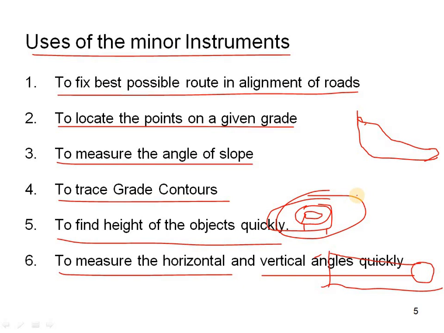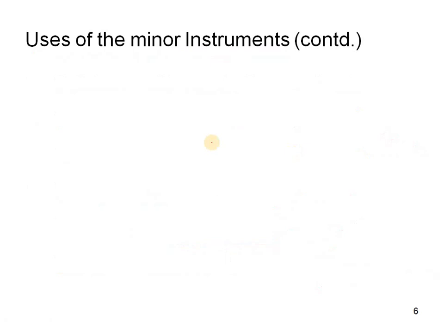So by these minor instruments, these are the uses. Remember, this is an important question. Alignment of roads and points on a given grade, and we can measure the angle of slope, and we can trace the grade contours, and we can find the height of objects quickly, and we can measure horizontal and vertical angles quickly.